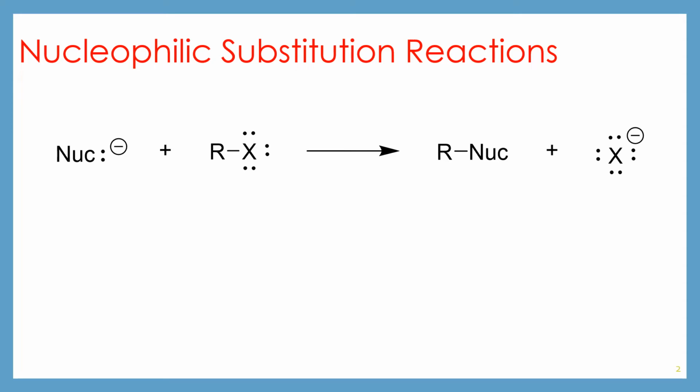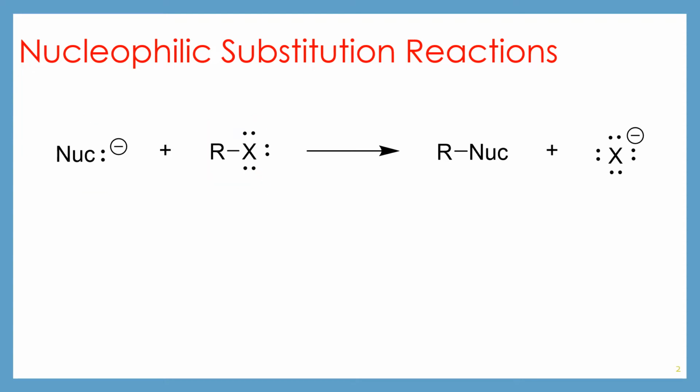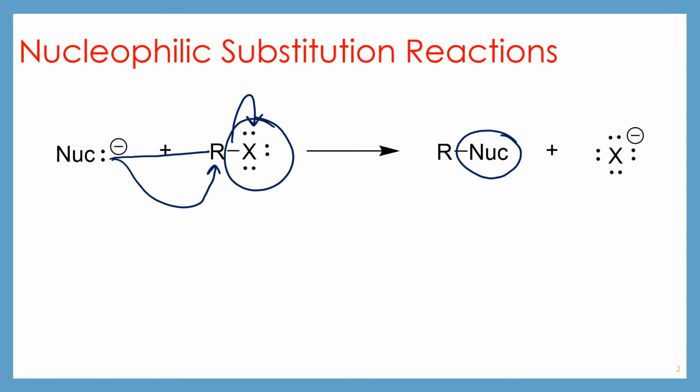So for a nucleophilic substitution reaction, you need two things. You need a nucleophile, and you need a species that contains both an electrophilic portion and a good leaving group. And what you're going to see in this reaction is that the nucleophile is going to attack the electrophile, which will kick out the leaving group and ultimately end up with the nucleophile substituting the position the leaving group used to be in. So notice that we've created a new bond between the nucleophile and the electrophilic species, and we have separated the leaving group.